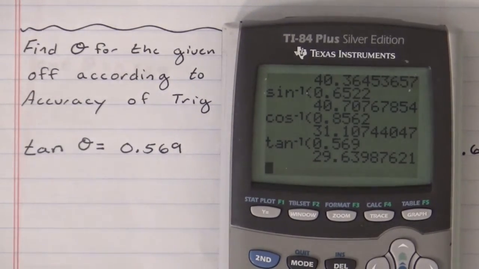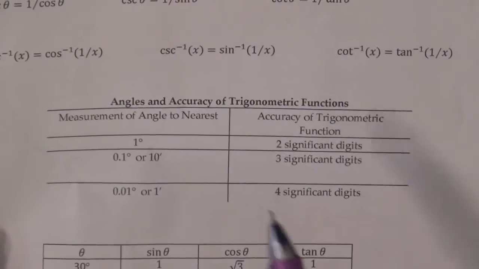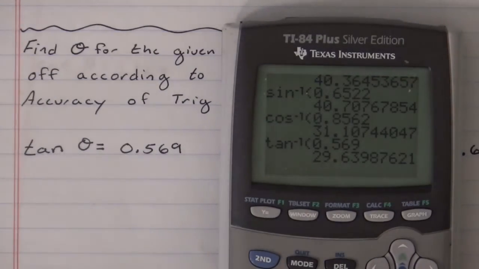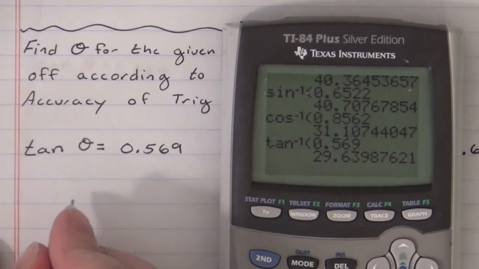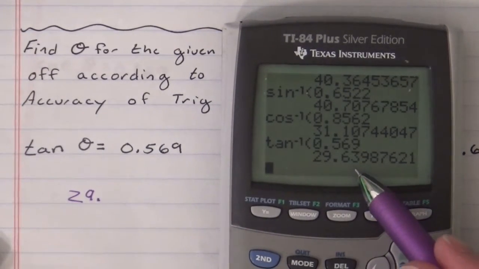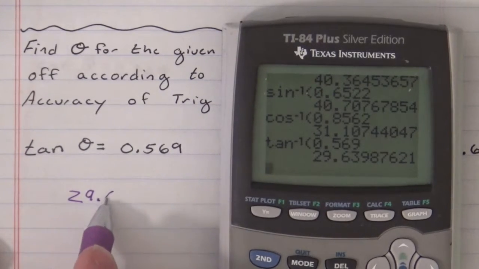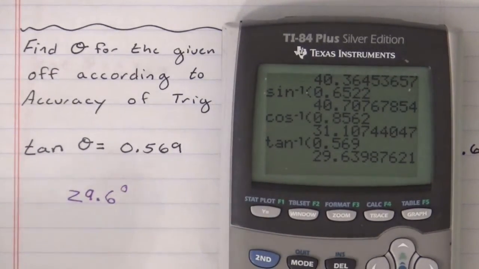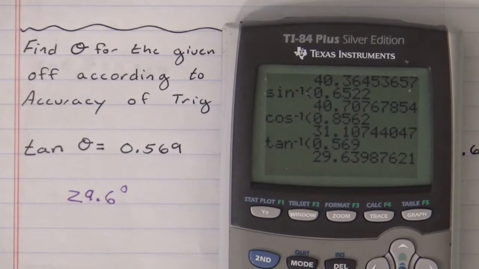So since we have 3 sig figs, it tells us that we need to round our answer to the nearest tenth. My boy's in the background again, but we're going to finish this out. Since we're rounding to the nearest tenth, this is going to be 29.6 degrees. Try the other two on your own, and we'll come back and check your answers.